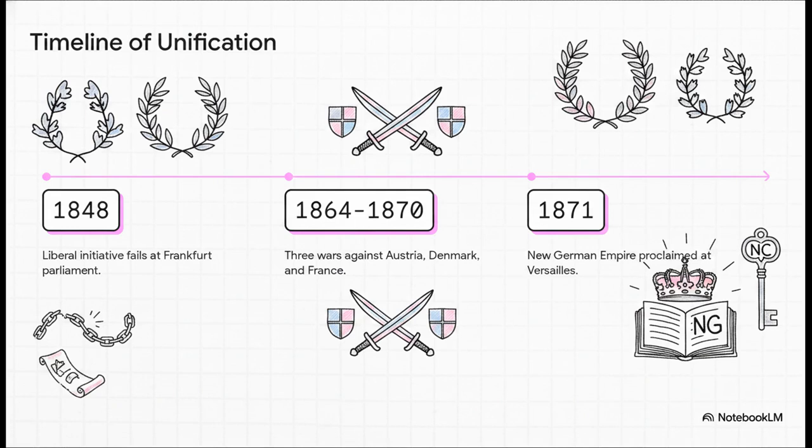So when you're writing this out in your exam, a chronological flow is definitely your best friend. Start with the failed liberal middle-class attempt back in 1848. Then move to that pivotal 7-year period from 1864 to 1870 with the 3 major wars. And finally, cap it all off with that grand conclusion in January 1871 at Versailles. If you follow that exact flow, you'll prove to the grader that you completely master the timeline.